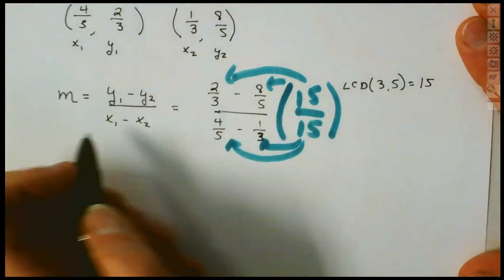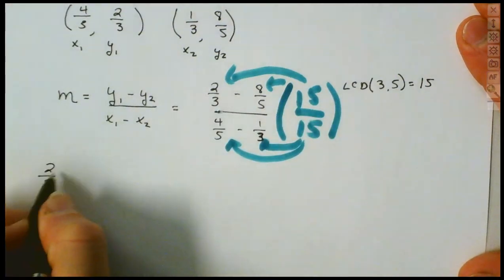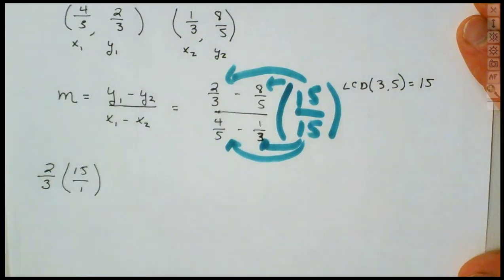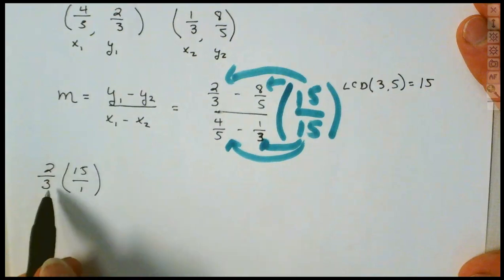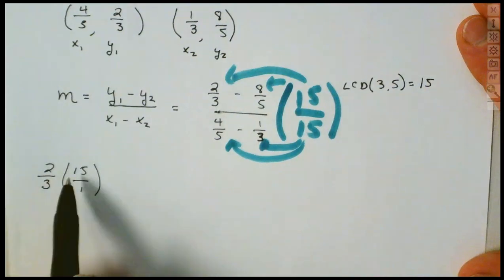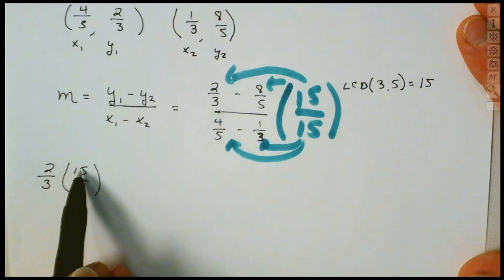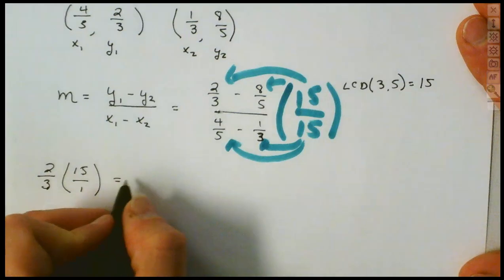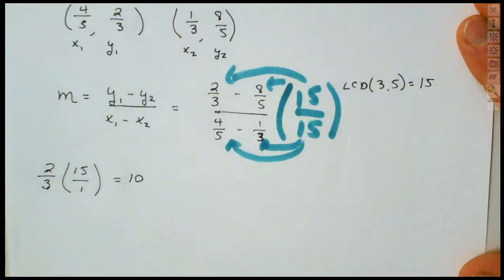Let's work with our first one. 2/3 times 15 over 1. Remember, what do we do? Divide and multiply. 15 divided by 3, that's a 5. 5 times 2 makes it 10. So there's that piece.